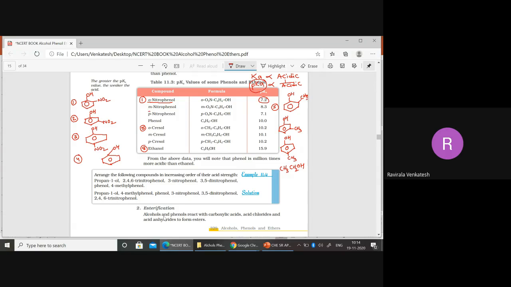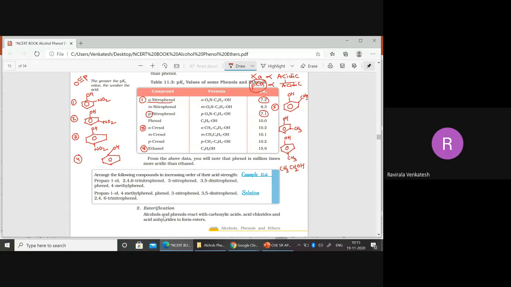But here, ortho and para are almost the same. There is no big difference, only slightly different: 7.1, 7.2. Because the ortho group is near, the effect is very little. So generally, ortho and para are almost equal. So paranitrophenol and orthonitrophenol have almost the same acidic character; if you look exactly, paranitrophenol will be a little bit the stronger acid.